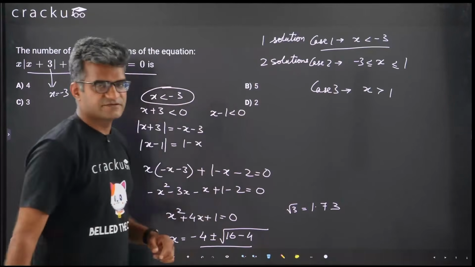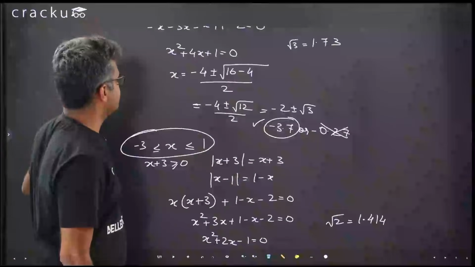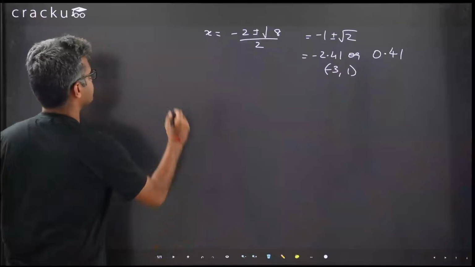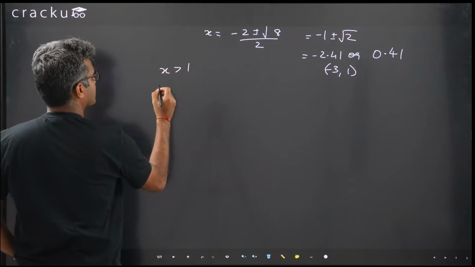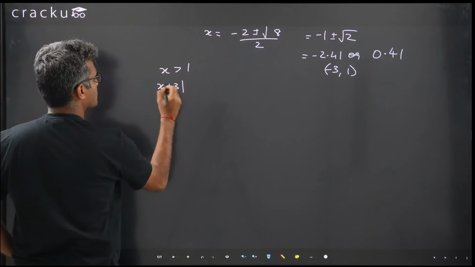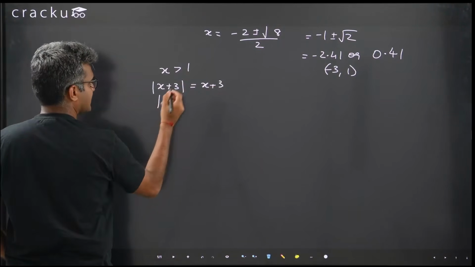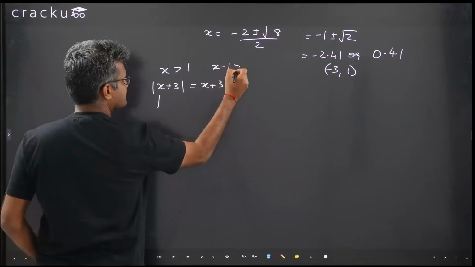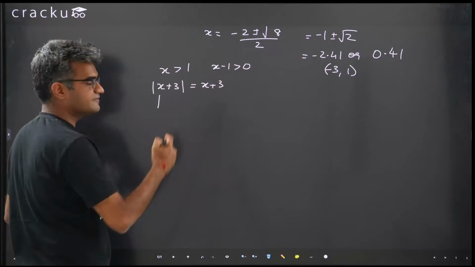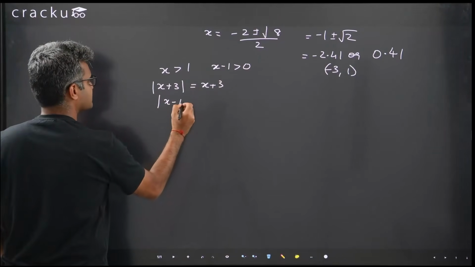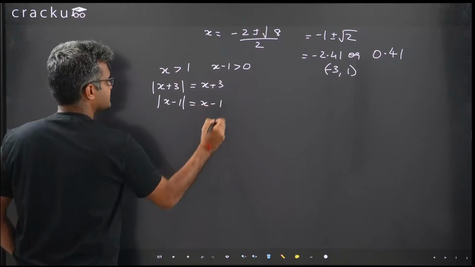What about the third case where x is greater than 1? If x is greater than 1, x plus 3 will be greater than 0. So modulus of x plus 3 will be x plus 3, and x minus 1 in this particular case will be greater than 0 because x is greater than 1. So modulus of x minus 1 is equal to x minus 1.